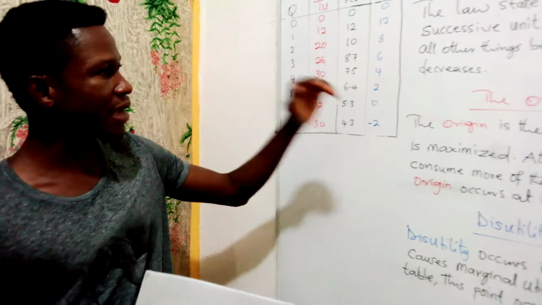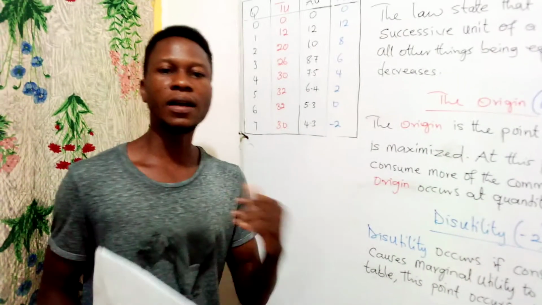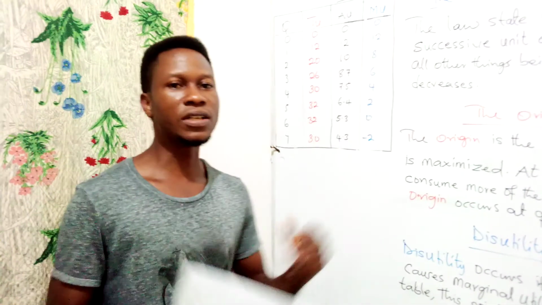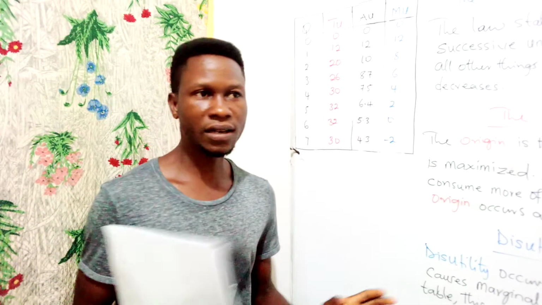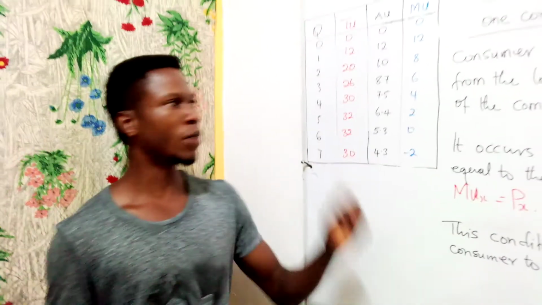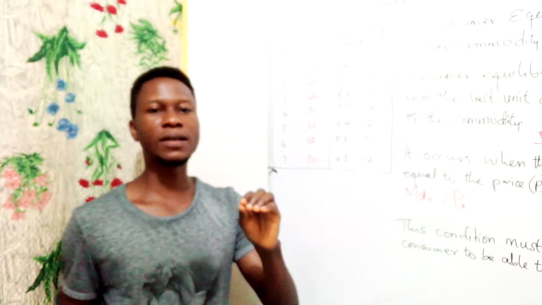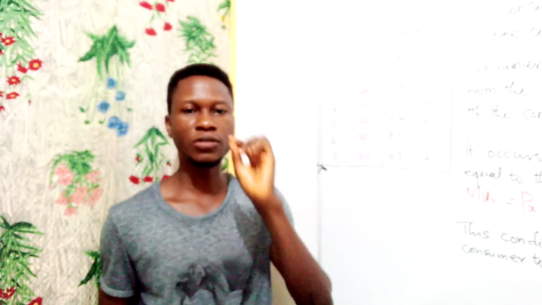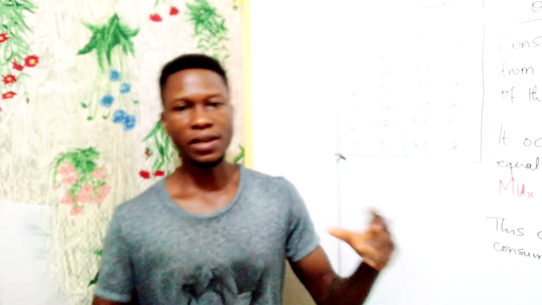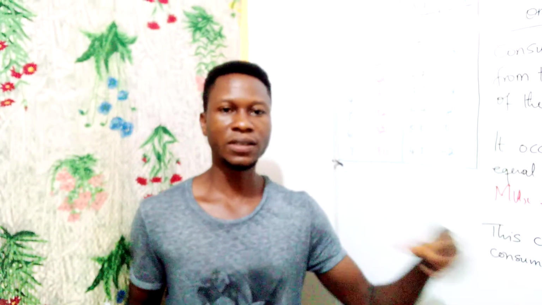So we are going to look at consumer equilibrium, and we'll use that to derive the demand curve. Is that clear? So we want to look at consumer equilibrium under the one commodity approach. Now this one means that the consumer is consuming only one commodity. It is an assumption that you are spending your money on just a single commodity, and we want to look at how the consumer equilibrium is established when the consumer spends his or her income on a single commodity.